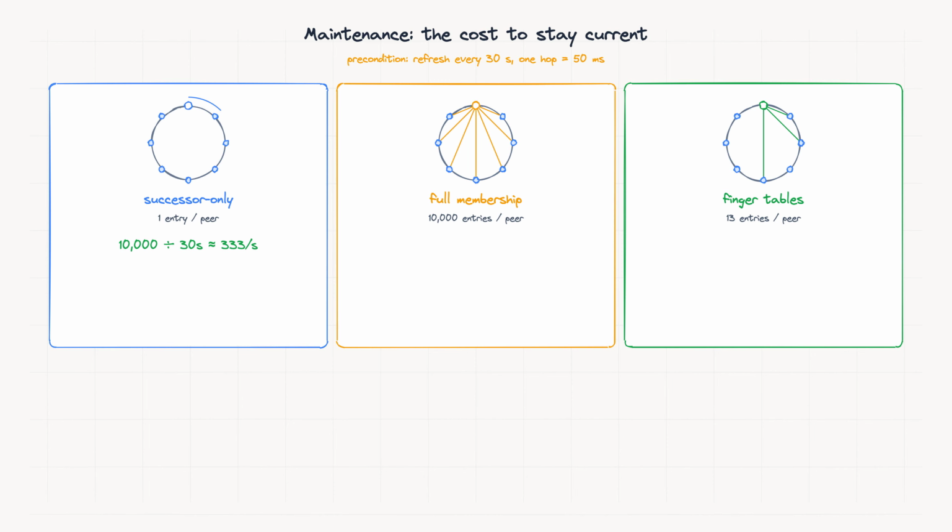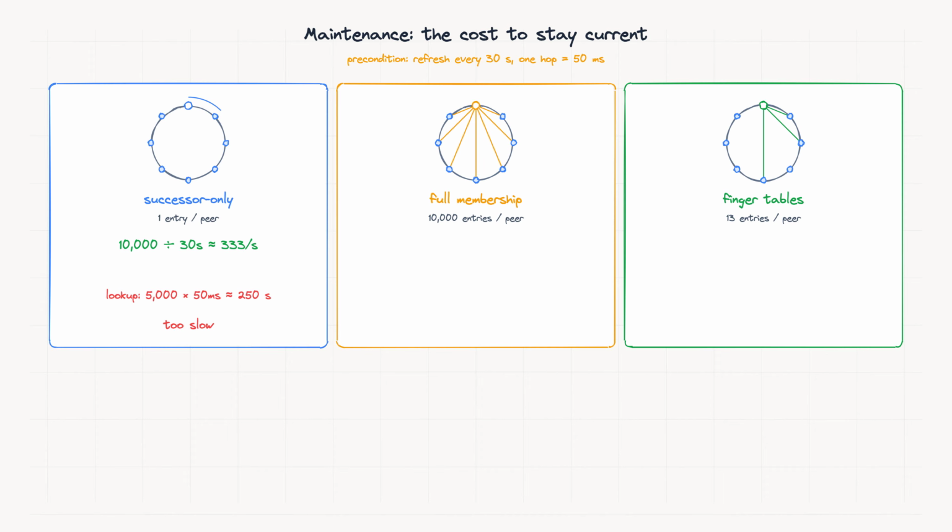Almost free. But the lookups are brutal. With a single pointer, you walk the ring one hop at a time, on average half of it, about 5,000 hops. At 50 milliseconds each, that's roughly 250 seconds, over 4 minutes for a single lookup, against well under a second for finger tables.